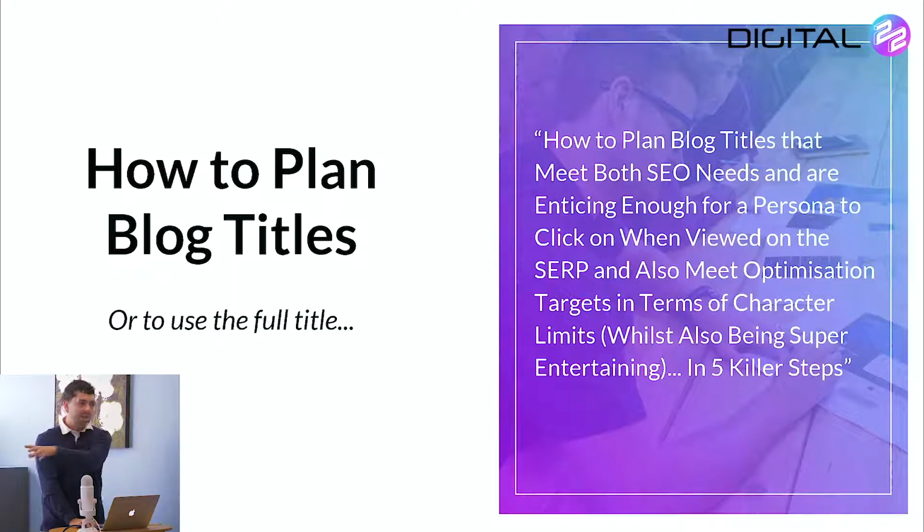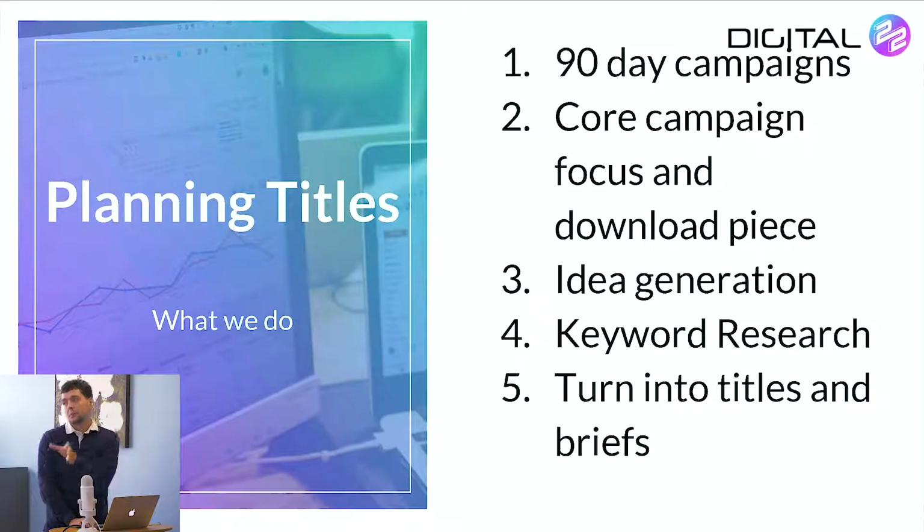We're going to break down 5 aspects that we think about when planning blog titles at Digital 22, but we're going to start on a more general conceptual level of how we do it. So planning titles, what we do is work in 90-day rolling campaigns. So whether that's 1, 2, 3, 4, 5 blogs a week, we plan 90 days worth of blogs at once. But before we get to blog titles, we give each 90-day campaign a focus and 1 or 2 download pieces that 90% of those blogs will point to and be related to.